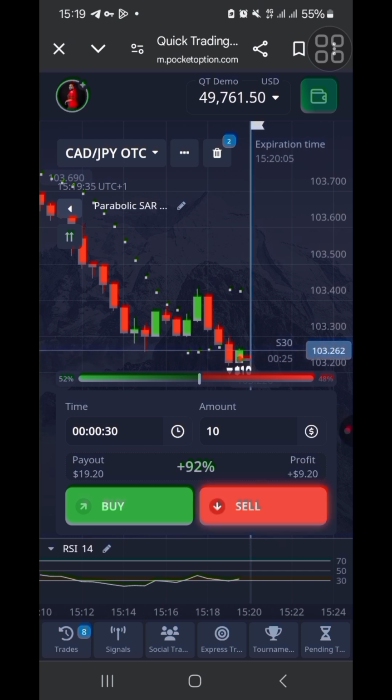Let's see. She said, do not place a trade if it is below 50 and parabolic star has flipped the second dot, then you can place a trade. So let's see if it is profitable.